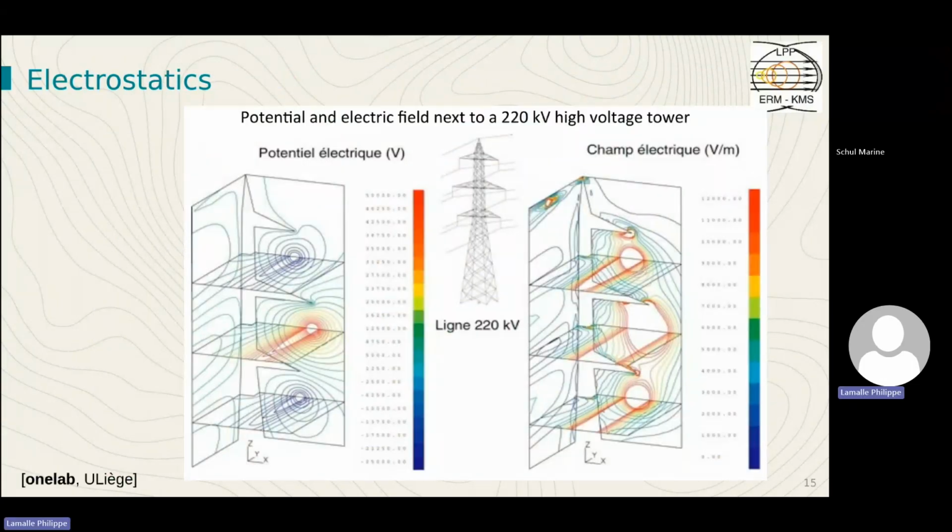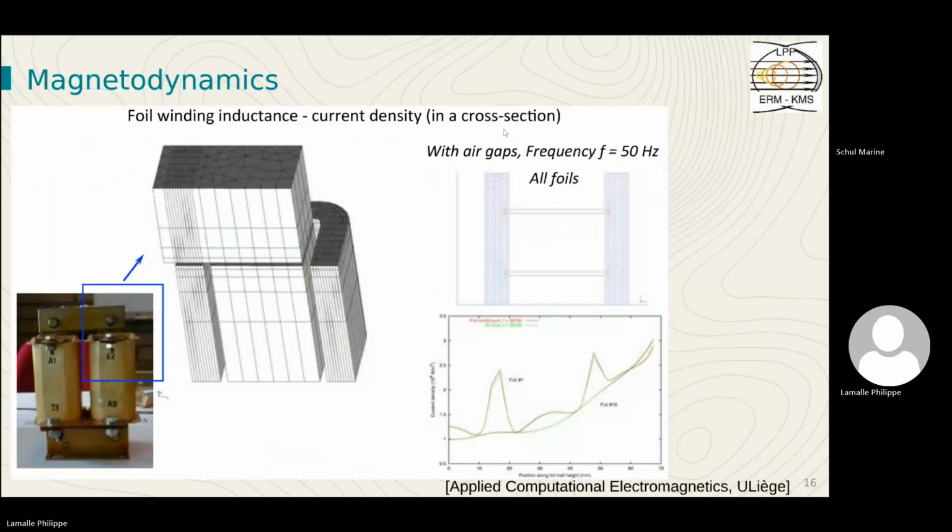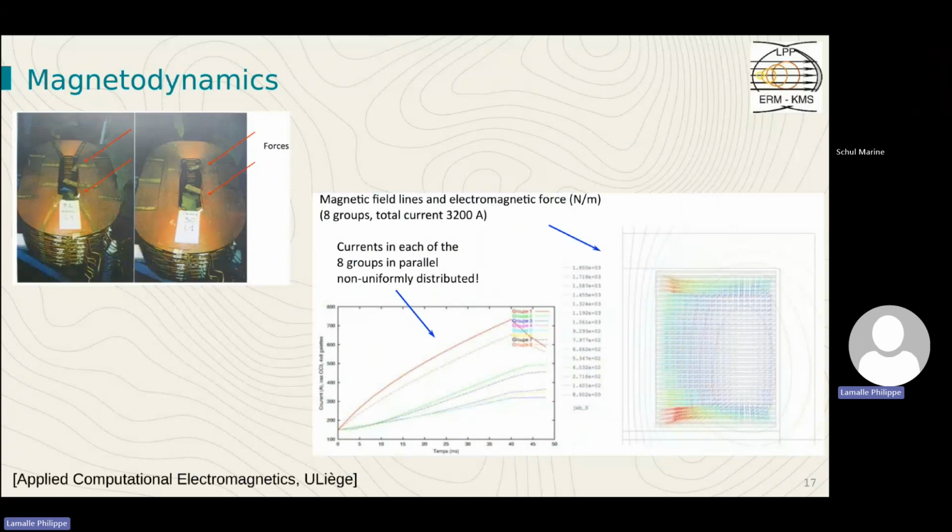This is an electrostatic example produced with the OneLab software at the University of Liège. It shows the potential and the electric field next to a high voltage tower. Another example in magnetodynamics. This is the study of a coil system, and these simulations then allowed, for instance, to compute the ohmic losses in the coils, and also to compute the forces on the windings.